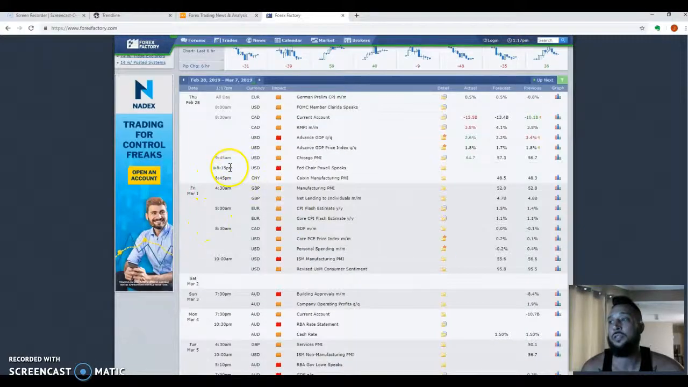So we are down to here right now. See a little green arrow. So 8:15 US dollar, Powell speaks. So tonight I would expect some movement on the US dollar. That's just basically another aspect of doing your research. That's just one more tool that you use.